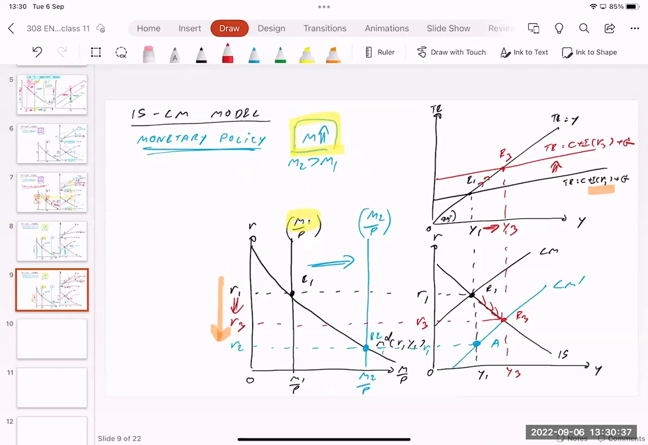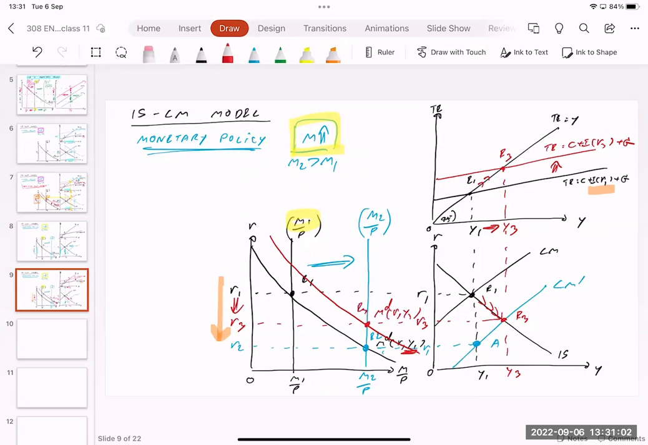When GDP is increasing, when Y is increasing, it has effects going back to the money market again. Y is inside money demand. When Y increases, money demand shifts up a little bit. I'm going to have here MD at R and Y3, money demand shifts up a little bit. The equilibrium point in the money market goes up from E1 to E3.